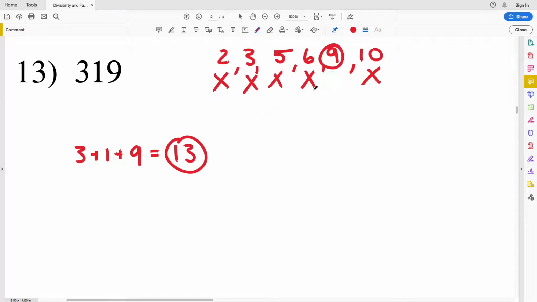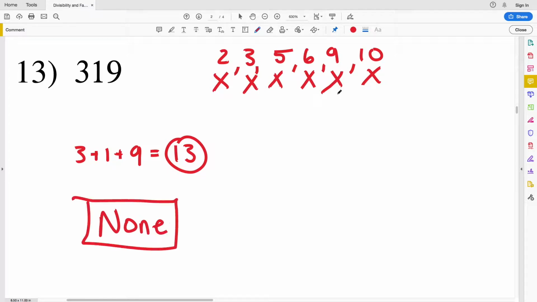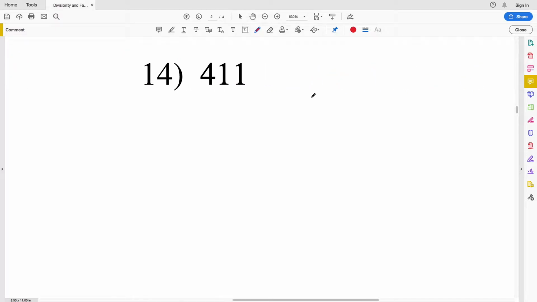And let's check for 9. 9 doesn't divide into 13, so we know it's not divisible by 9. So number 13, 319, is divisible by none of our list of numbers. None of those are factors of 319. Let's move on to number 14.